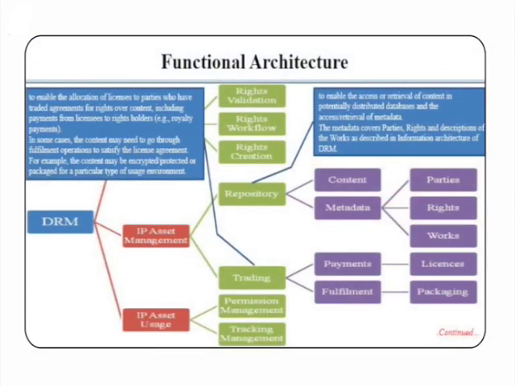The IP Asset Management module provides functionality for repository functions and trading functions. Repository functions enable the access or retrieval of the content in potentially distributed databases, and access and retrieval of metadata. This metadata covers parties, rights and description of work as described in the information architecture of the DRM, whereas the trading function enables the allocation of the license to the parties who have traded agreements for rights over the content, including payments from licensee to right holders.